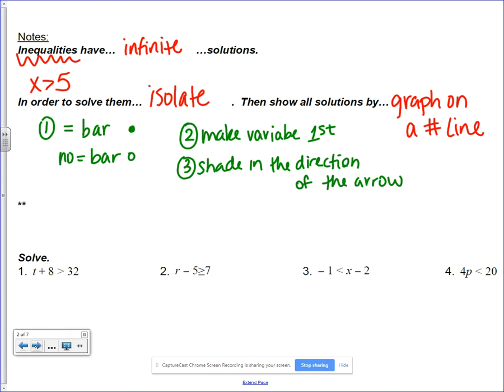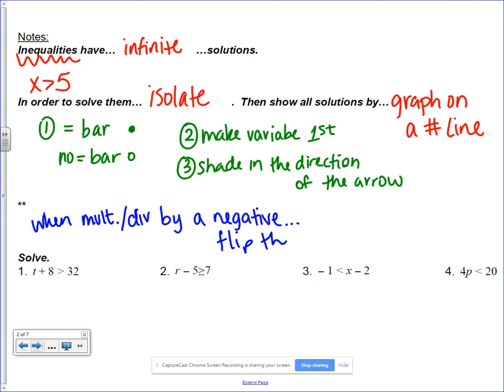There is one thing that is a little bit different than equations. You need to remember that when multiplying or dividing by a negative, you must flip the symbol. Only when you are multiplying or dividing by a negative, you must flip the symbol. So we're going to go through and we're going to solve all these. We're going to isolate the variable, then we're going to put that answer on the number line, because remember, there are infinite answers and there's no way we could write them all out.